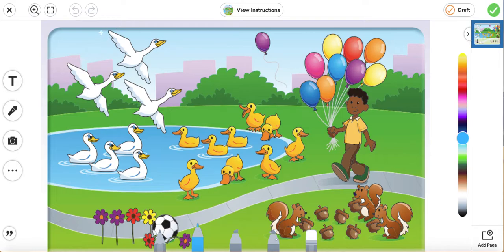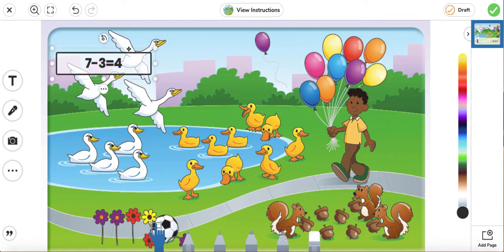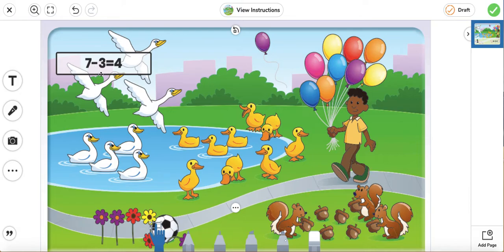So let's look at the geese here. So I have, let's count, 1, 2, 3, 4, 5, 6, 7. I have 7 geese, and 3 of them fly away. So I'm taking away 3. So 7 minus 3 equals, how many are left inside the pond? 1, 2, 3, 4. So there is 1 subtraction story there for me. So I'm going to go ahead and put this over here with the birds. 7 minus 3 equals 4.